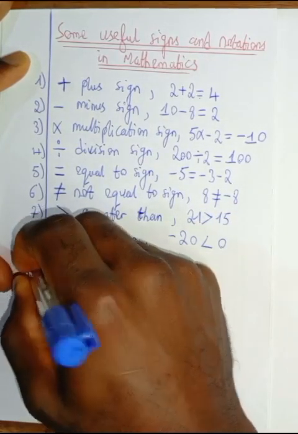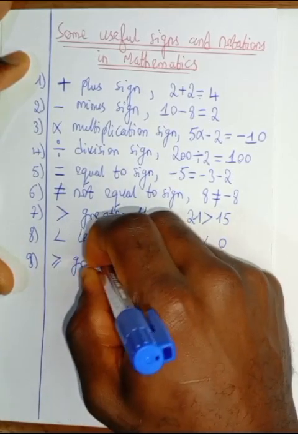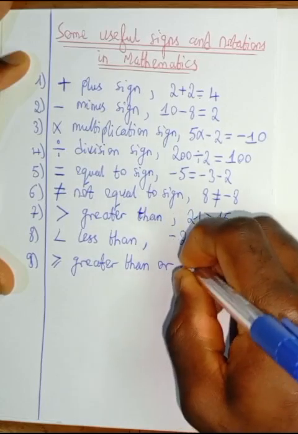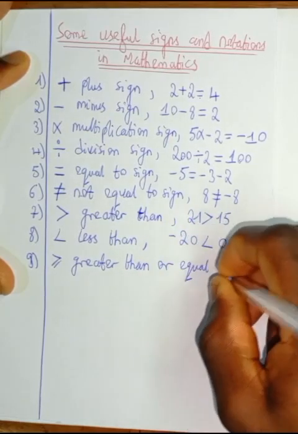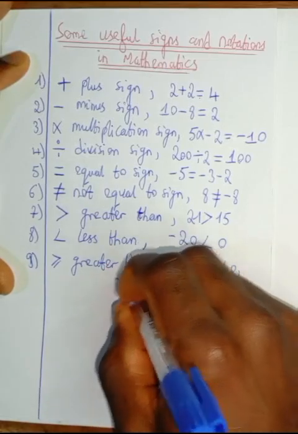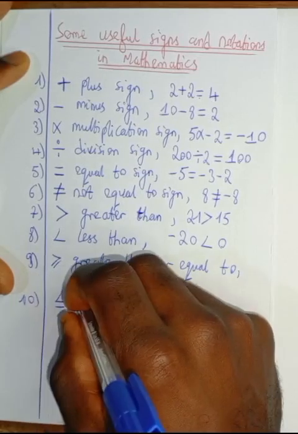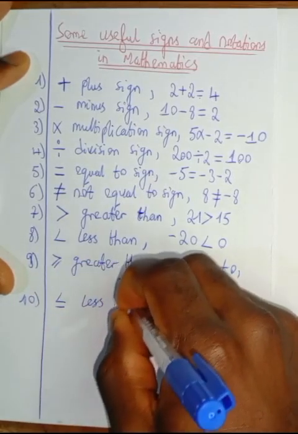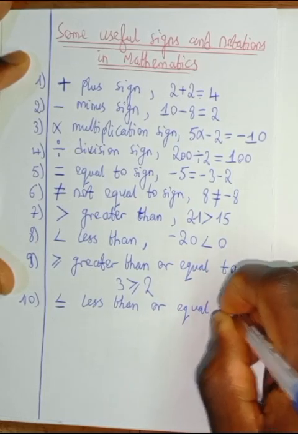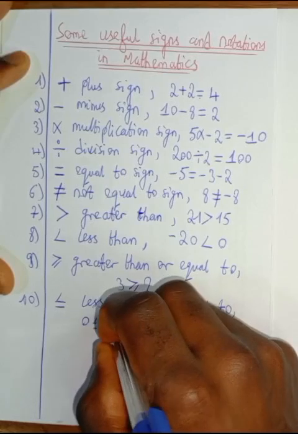We go to 9. 9, we have the greater than or equal to sign. For example, we can see 3 is greater than or equal to 2. We go to 10, we have the less than or equal to sign. For example, you can see 0 is less than or equal to 1.